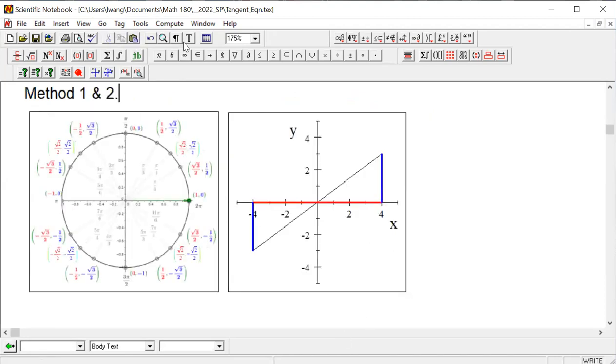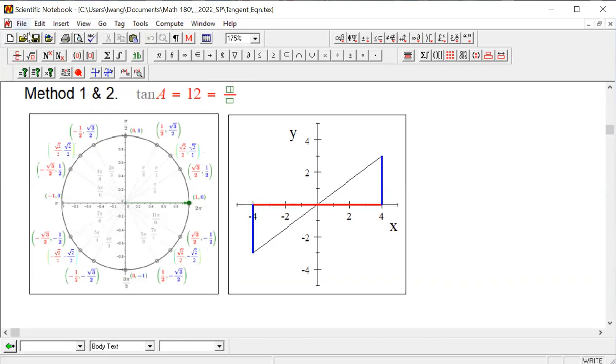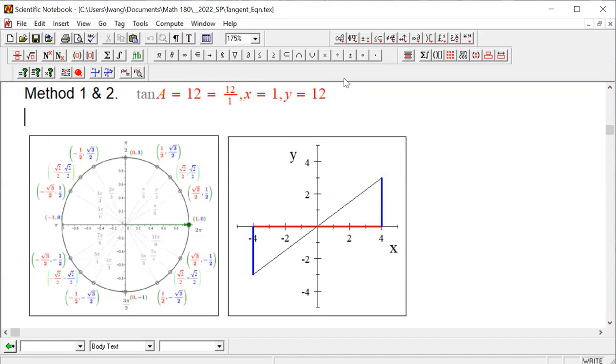Because tangent of the angle equals 12. Of course, the picture has to be different. It's slightly different, but it's going to be in the first quadrant and third quadrant. So how do you make out the X and Y? Y is 12, X is 1.